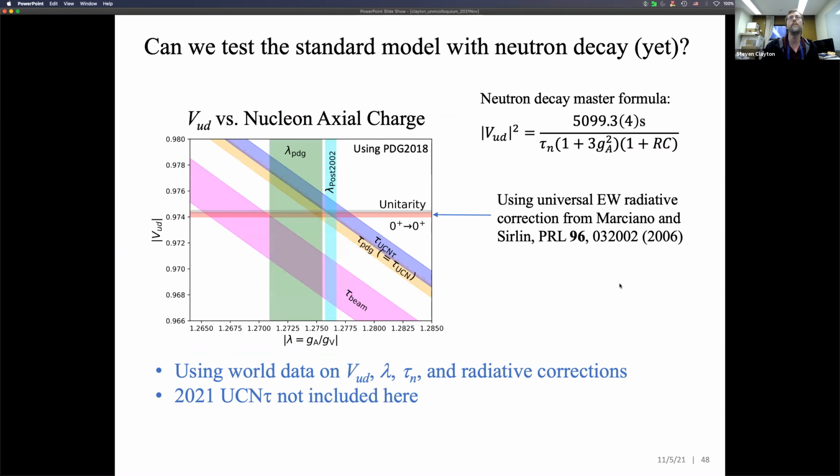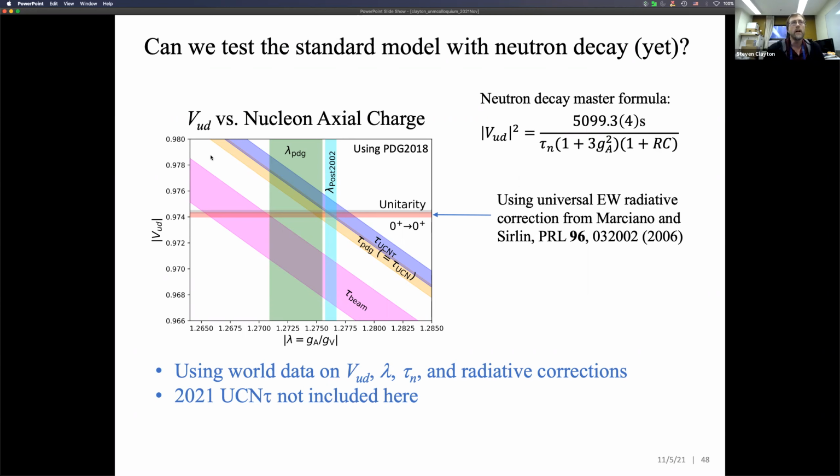Okay, so the question is, just getting back to the beginning, can we test the standard model with neutron decay yet? Referring to that master formula, it relates this V_ud quantity that we want to measure, that unitarity, to the experimental lifetime tau n, and then the g_A, also experimental, and then this about 4% radiative correction that you have to consider for quantum corrections to this process.